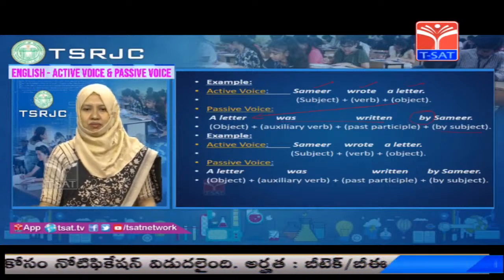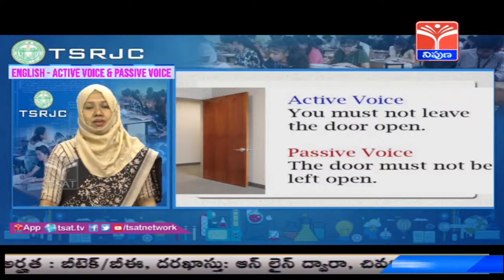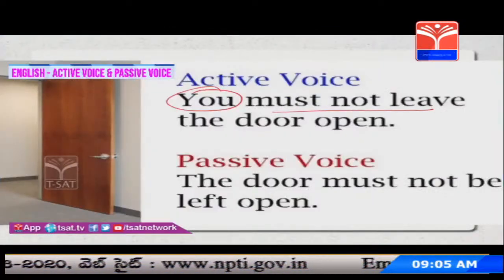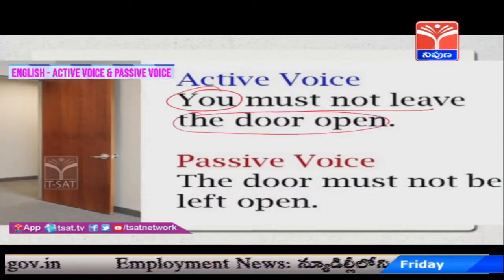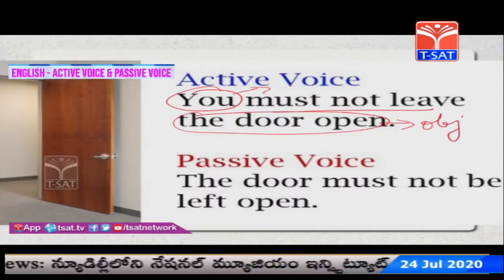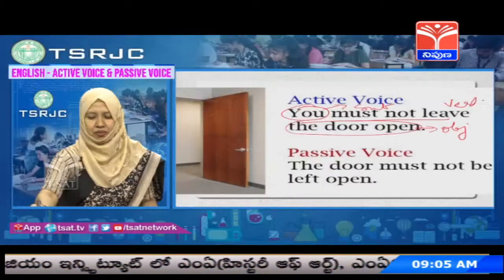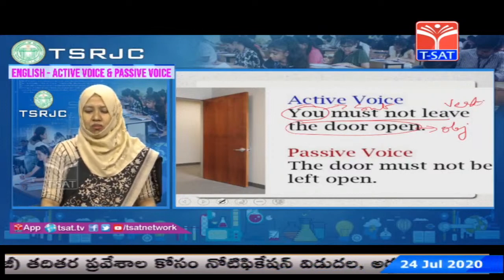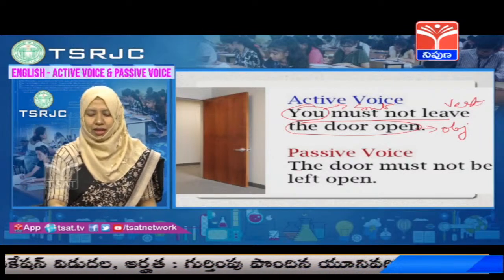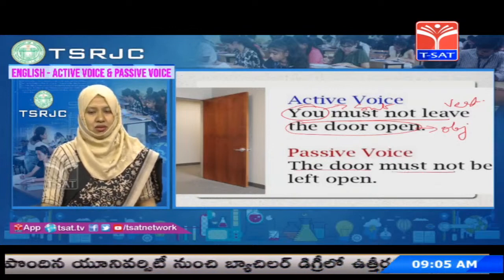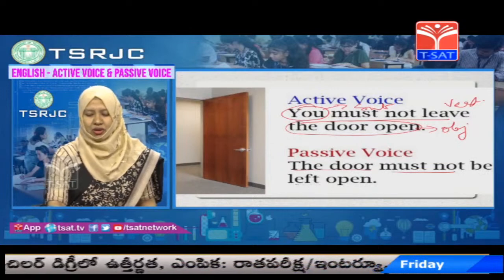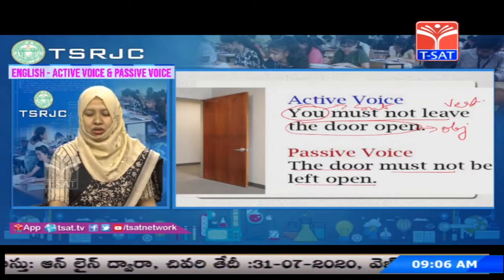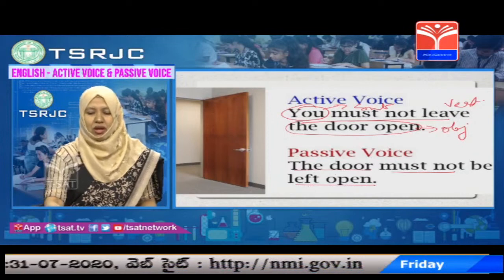Let us take one more example. You must not leave the door open. This is an active voice. The subject, verb, modal auxiliary verb plus main verb, and the door is the object. This is a subject and this is the verb. Now, how will you change into passive voice? The door must not be left open. The door becomes the subject, must not is the verb, be left open. The verb is changed into past participle form, leave is changed into left, and the object is open.